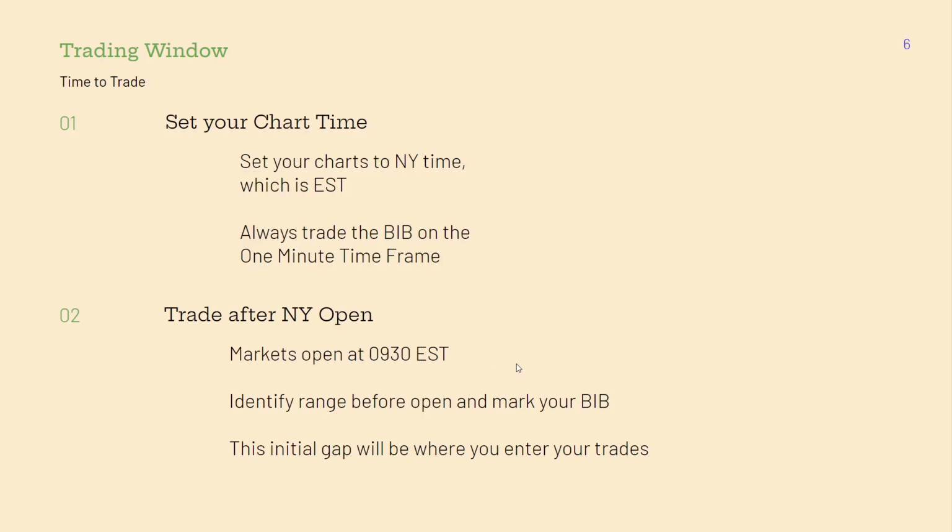If you are using TradingView or maybe some other broker to trade, you can have your real-time hours on, but we want to make sure that we have all the hours on so we are prepared to see what range is occurring before the market open. This initial gap after 9:30 will be where you enter your trades.